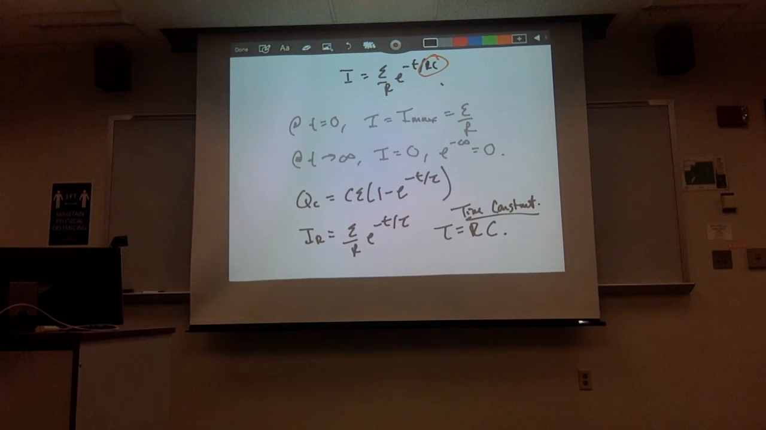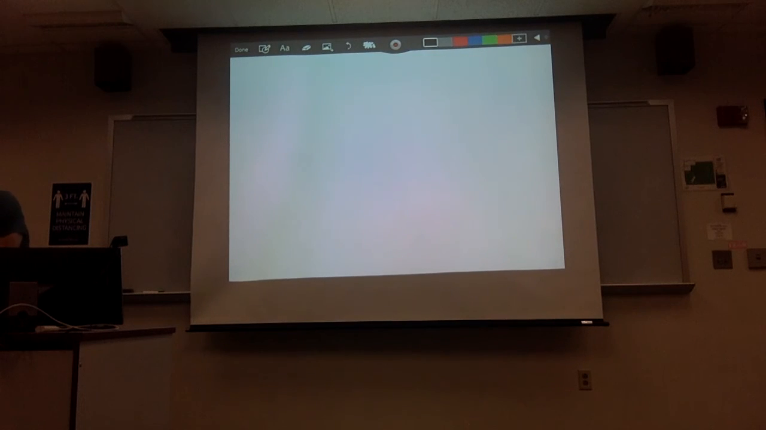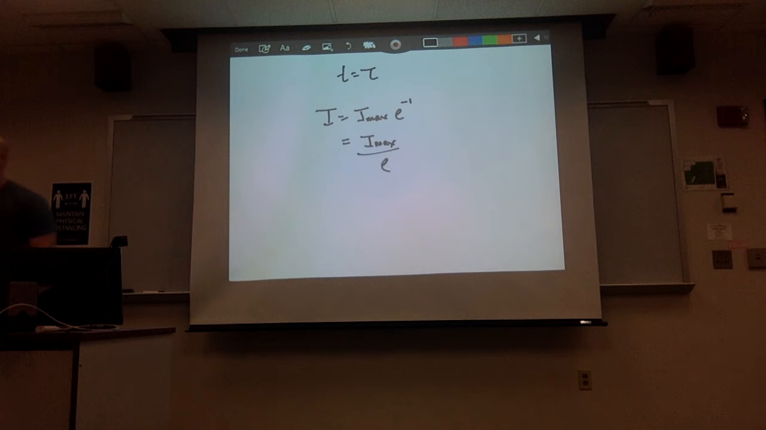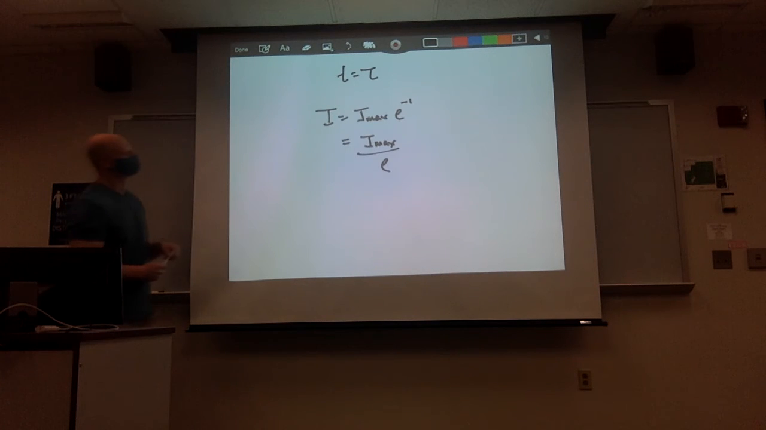What does the time constant mean? So time constant means that when the time is equal to the time constant, tau, then the current is going to be equal to the maximum current times e to the negative 1, which is the same thing as I max divided by e. So the time constant tells me how quickly this goes to 67% of the rate. So this is what the time constant says.